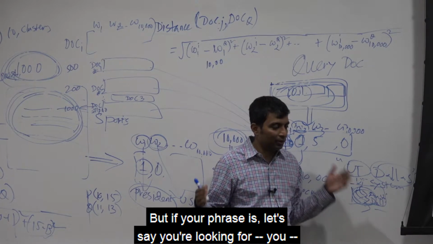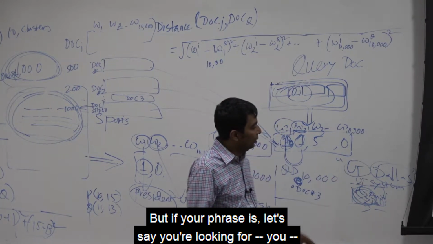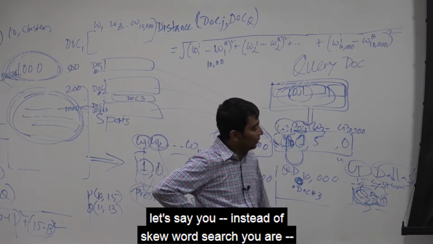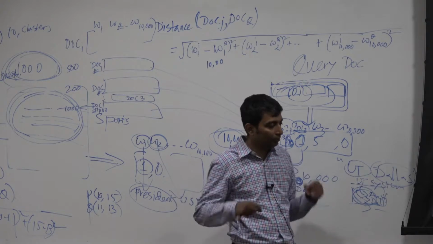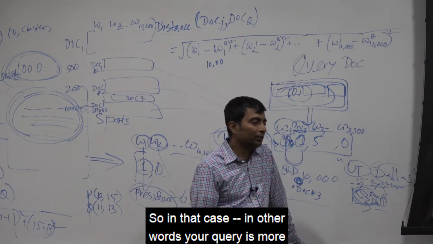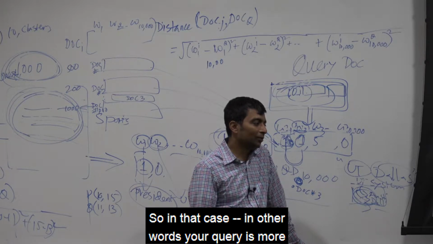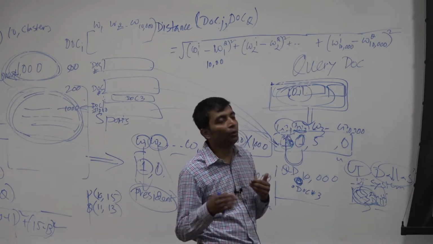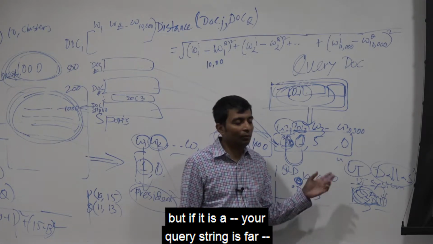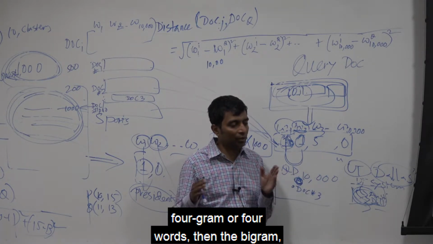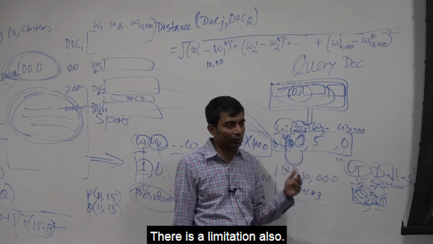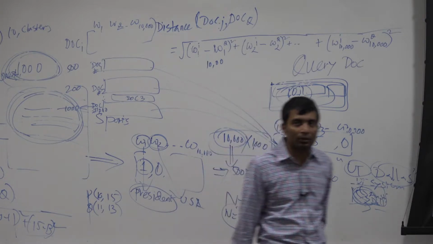But let's say instead of a keyword search, you have a question. In other words, your query is more than 2 or 3 words. If the query is 2 or 3 words, then bigram, trigram will work reasonably. But if your query string is 4 words, then the bigram, trigram will not work. That's what I'm saying. There is a limitation also.